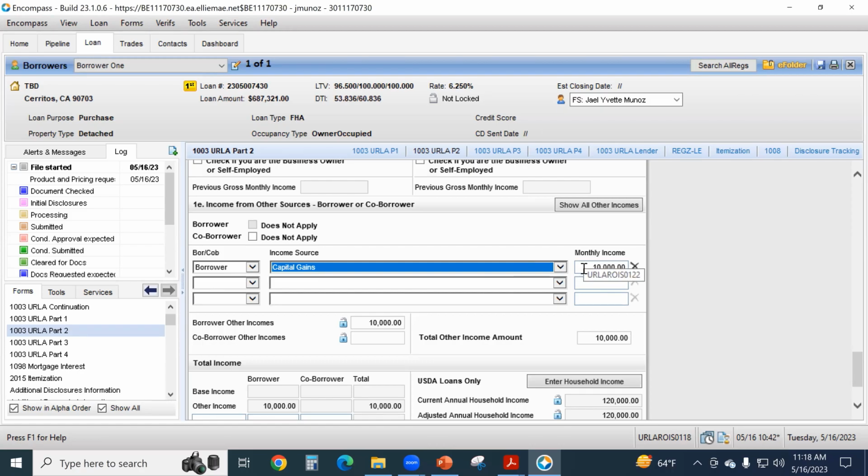You can even Google capital gains income for Fannie Mae, capital gains income for FHA, and it's going to tell you exactly what you're going to need. But this is where that income goes.